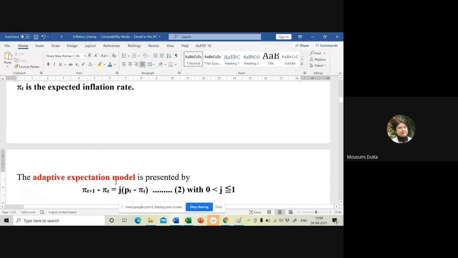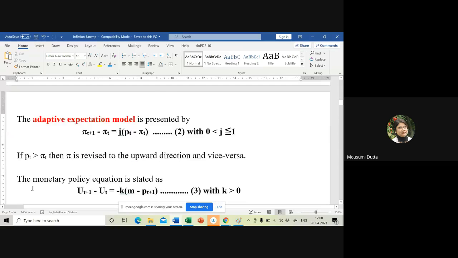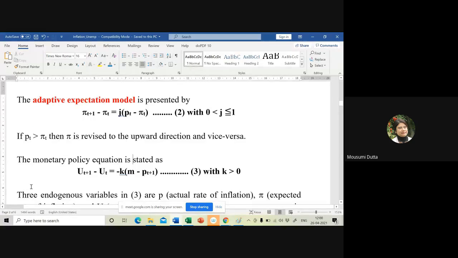And there is the rational expectation model too. That we will not use at this stage. At the undergraduate level, we will not use that. However, that is also very popular. So for the time being, for framing some idea about pi t, we will use the adaptive expectation model. This is presented by pi t plus 1 minus pi t.